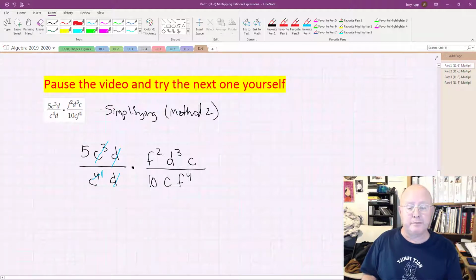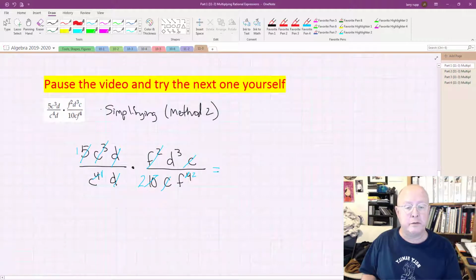You come over here, you have an F squared and an F to the 4th here. So if you cancel the F squared, then that takes 2 of them away from here, and that leaves you F to the 2. And here you have a C and a C. You can cancel those. There's no D on the bottom left because you took the D out over here. So this D you can't do anything with, but you still have a 5 and a 10. Okay, so if you cancel the 5, that leaves just a 1, and you divide it into the 10, and that leaves you with a 2.